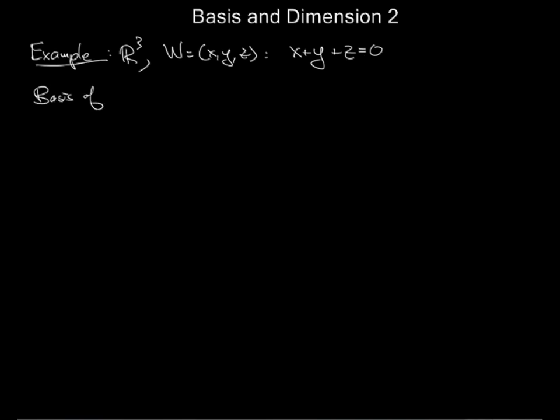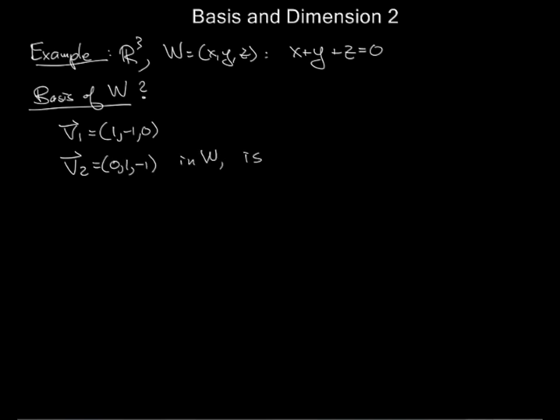Well, let's look at another example. Let's take R3 and let's take W to be the following subspace: the subspace of vectors such that x plus y plus z is equal to 0. This is a subspace. What's the basis of it? Well, here are two vectors in it, (1, -1, 0) and (0, 1, -1). And I claim that these are a basis of this subspace.